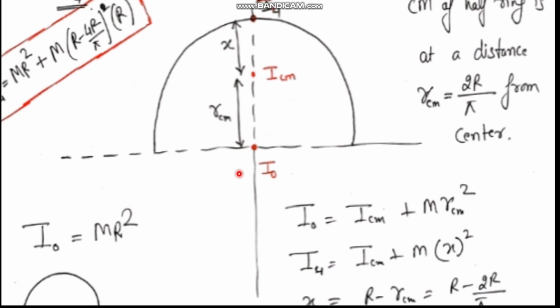Now I can write the parallel axis theorem, which is that I parallel is equal to ICM plus MD square. This is I parallel, which is I0.